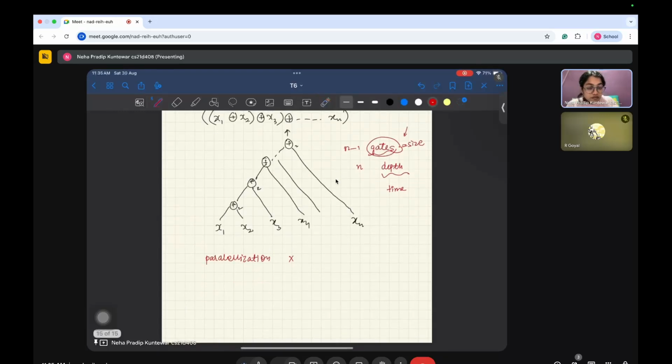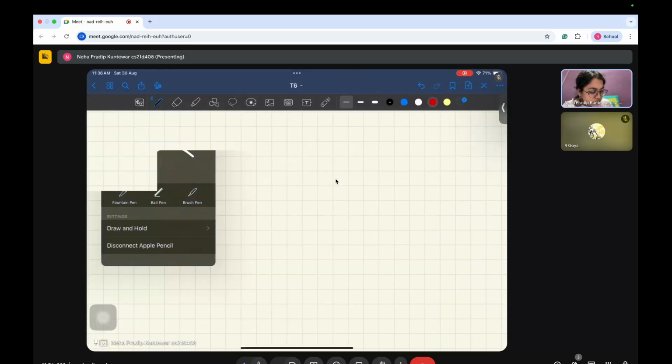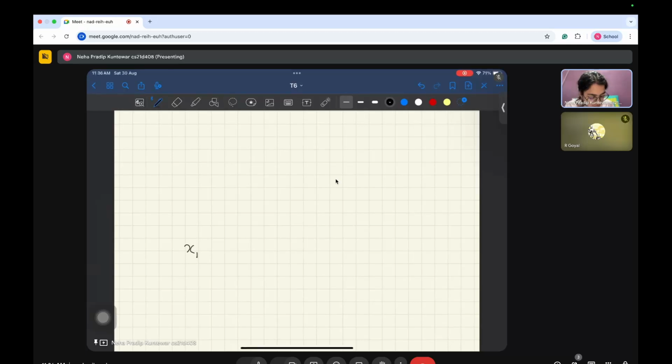Okay, so now if I want to compute the same function, but I want to parallelize it, here we can use your idea, which was that I'll not compute it one by one. So what I'll do is I'll first compute x1 and x2. Parallelly, I will compute x3 and x4 and so on. So for now, assume that n is even. It doesn't matter otherwise also, but in one step, I have all these parities at hand.